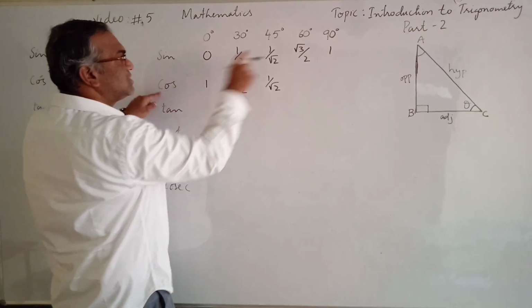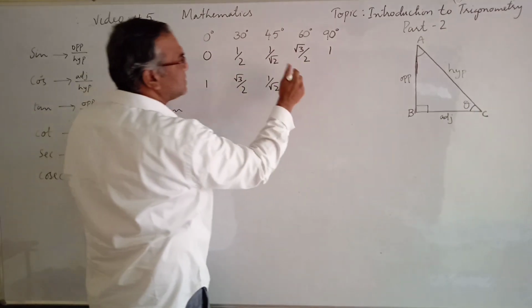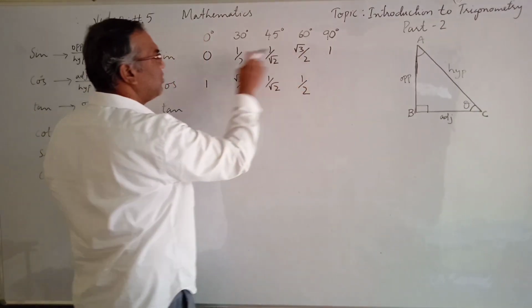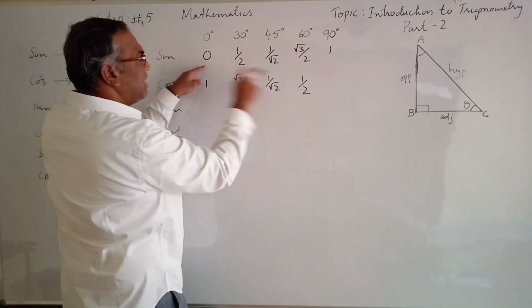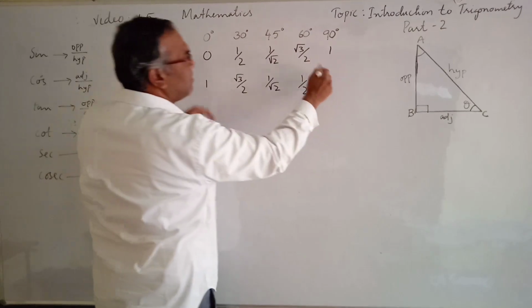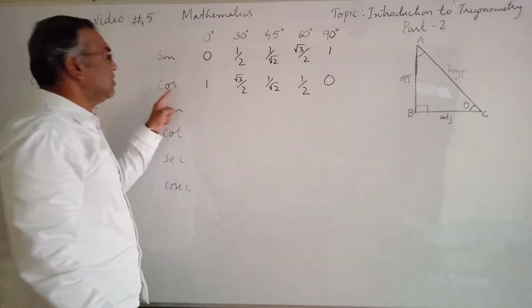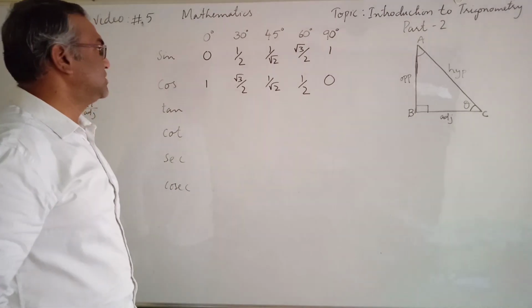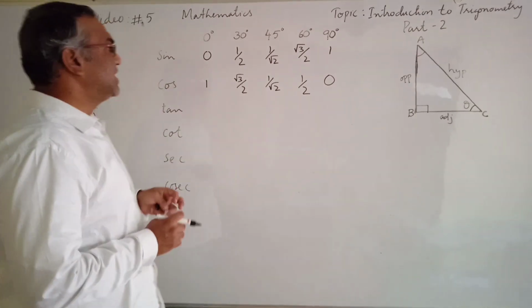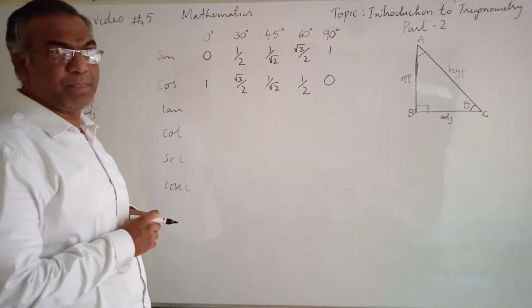Then what about cos 60? Cos 60 will be this, 1 by 2. See, we are going in reverse order, 1, then root 3 by 2, 1 by root 2, then 1 by 2. Then next what will come? 0. This 0 will come here. That means cos 90 degree is 0. That's it. Now we wrote for cos. Now let's write for tan.